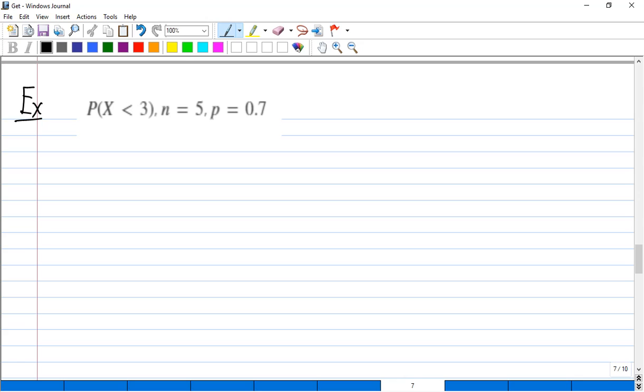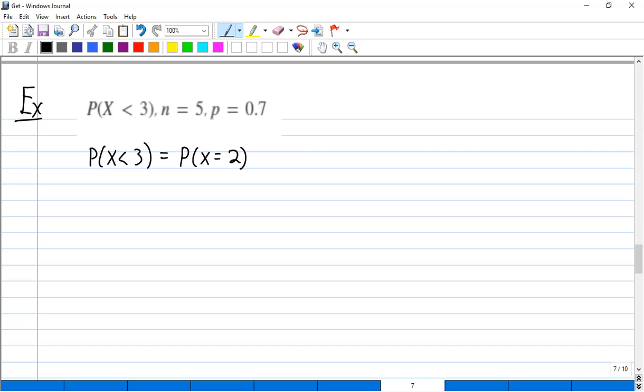So let's pretend that I didn't understand how to use the complement. Then, to find the probability that x is less than 3, I would have to say, okay, the probability that x, and you don't have to write this first part down, but you can, it may help you. That would be equal to the probability that x is equal to 2.